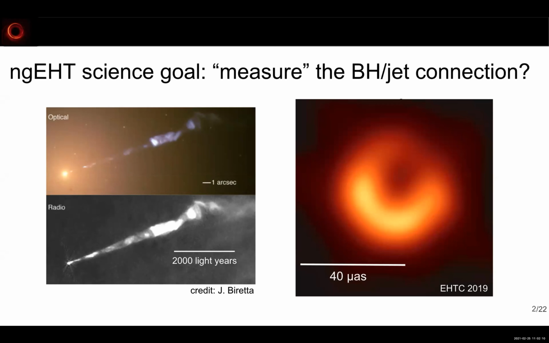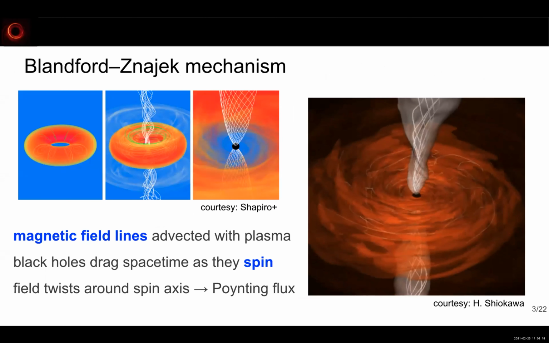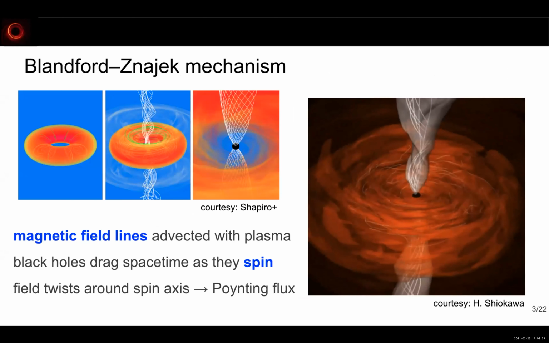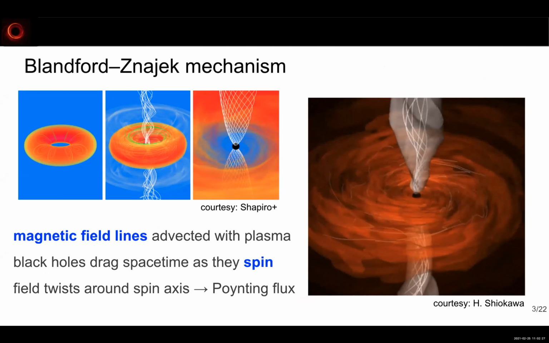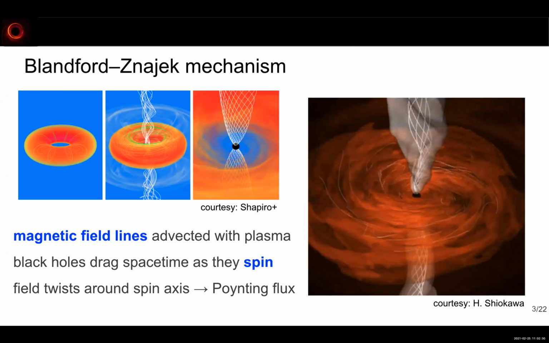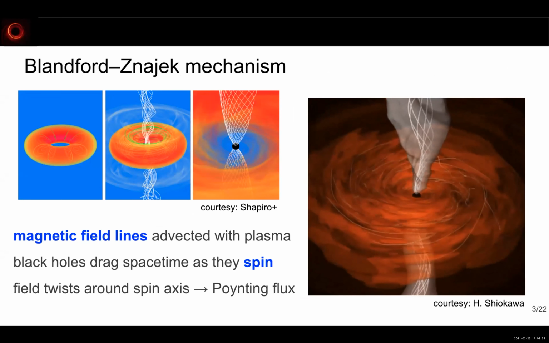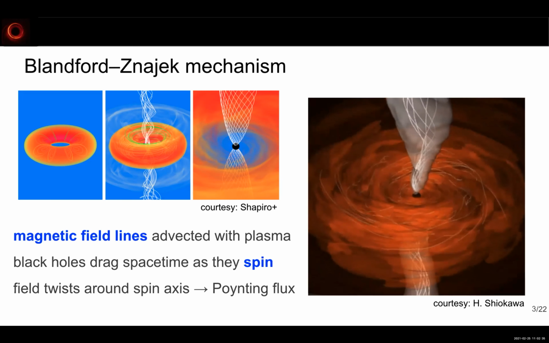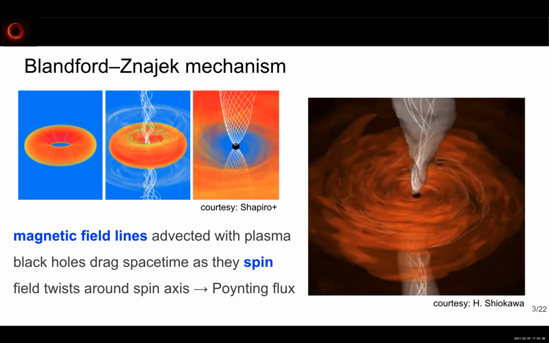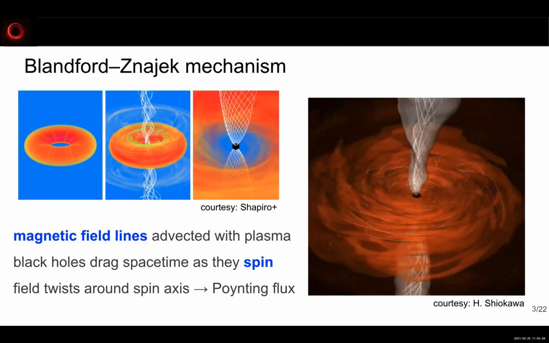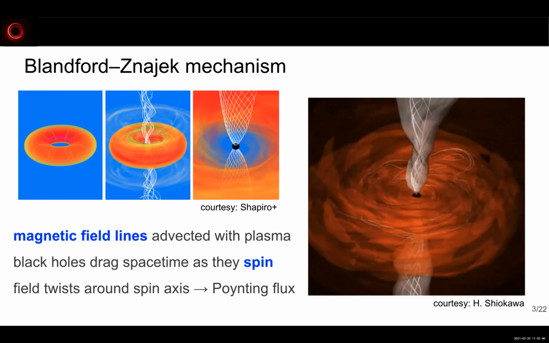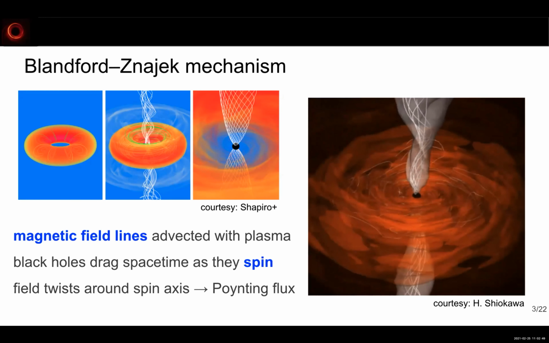And so we've heard about how this connection can occur many, many times, but I want to briefly recapitulate the ideas. One of the leading theories for how the connection between the black hole and the jet plays out is the Blandford-Znajek mechanism. And the idea here is that if you have a highly conducting magnetized plasma, then as the plasma falls onto the black hole, it pulls the magnetic field lines with it, because the magnetic field lines are frozen into the plasma.